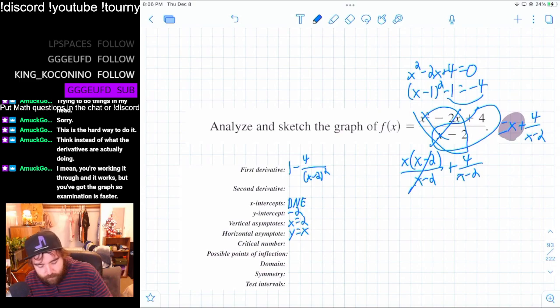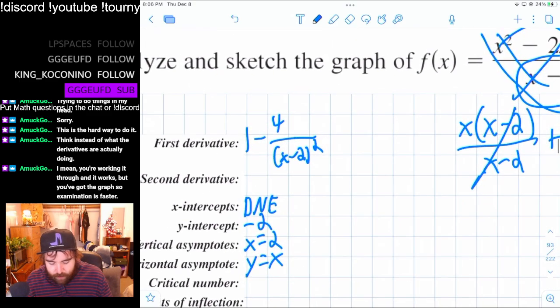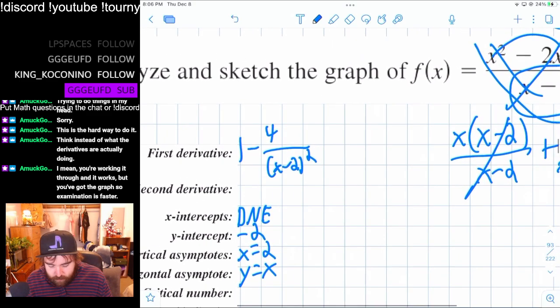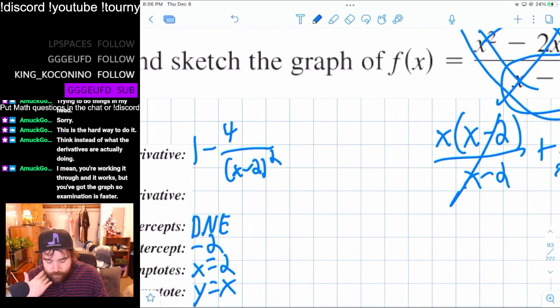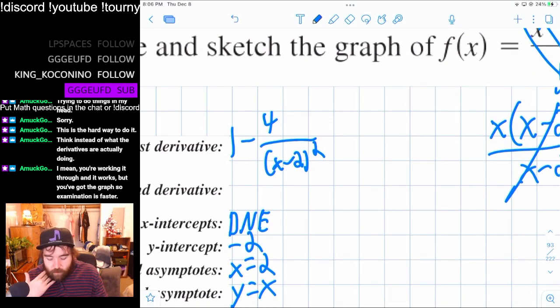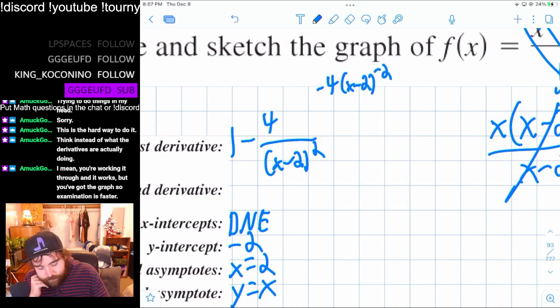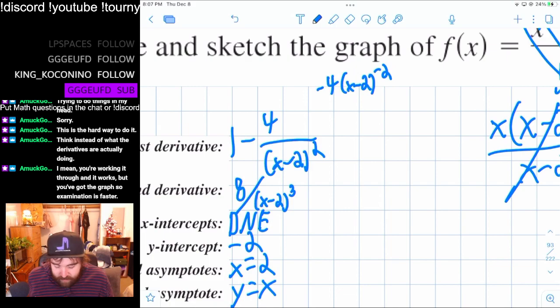That's your first derivative. Then your second derivative, you've just got to take the derivative of 1, which is 0. Then the derivative of the second part is like a power rule or a quotient rule thing again. I'll try to think about power rule here. So you rewrite it as minus 4 times x minus 2 to the negative 2. Then you power rule, it becomes positive 8 now, over x minus 2 cubed when you put that back down.